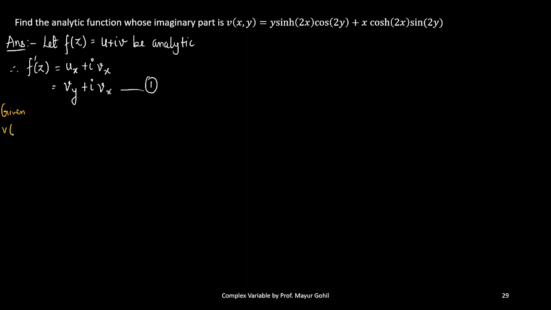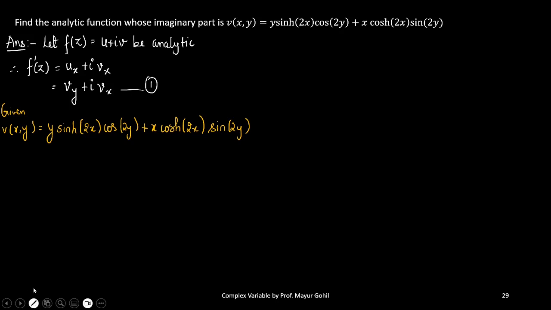The given is v(x, y) = y sinh x cos 2y + x cosh x sin 2y. Now let us take up the derivative over here. When we take up the derivative, the first derivative is vy, meaning ∂v/∂y.